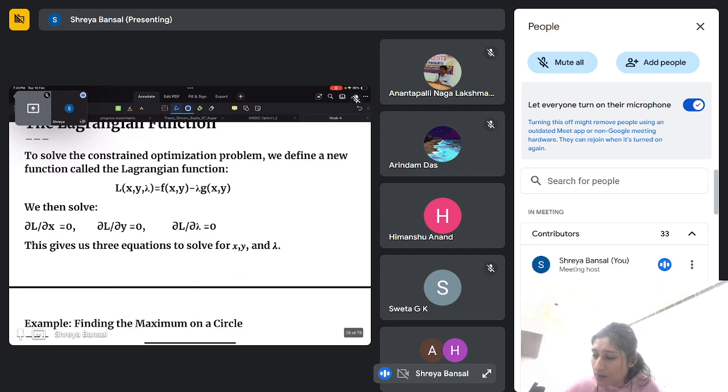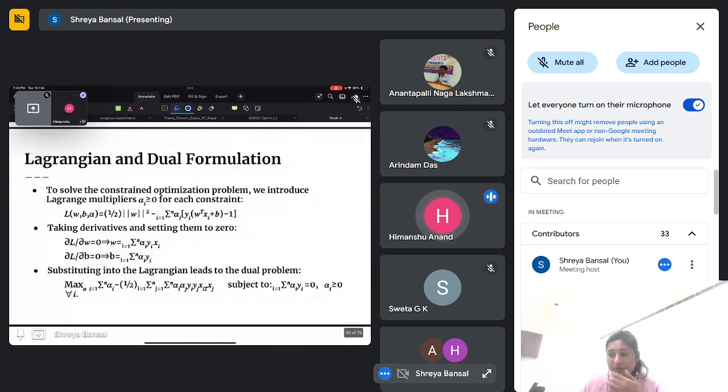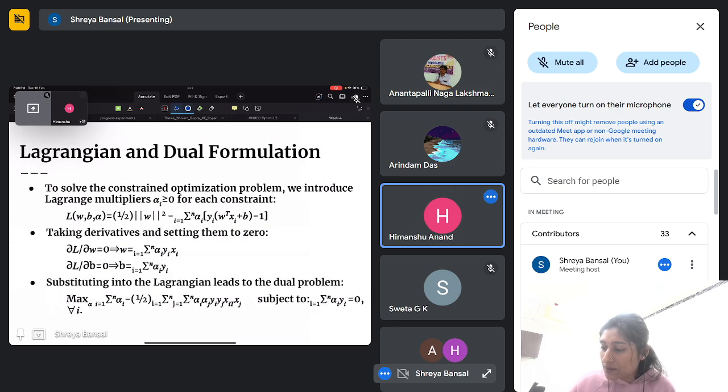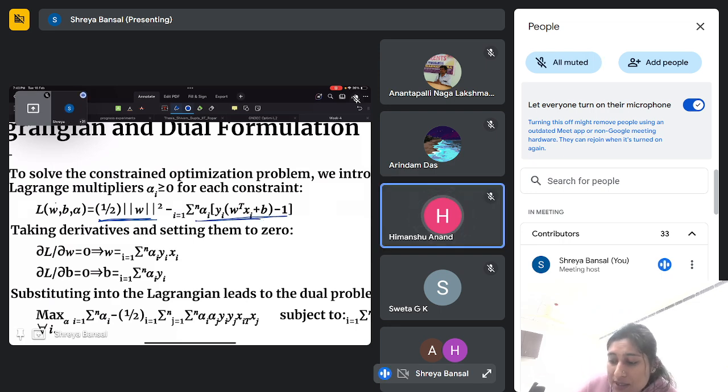So simple, I'm just setting this. Yes, ma'am, where is it? It is written f(x) minus g(x). This one is f(x) and this is g(x). Okay.